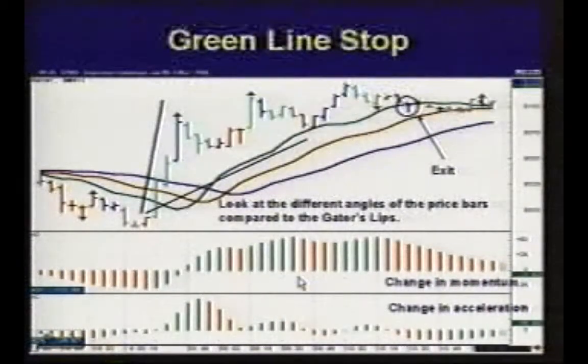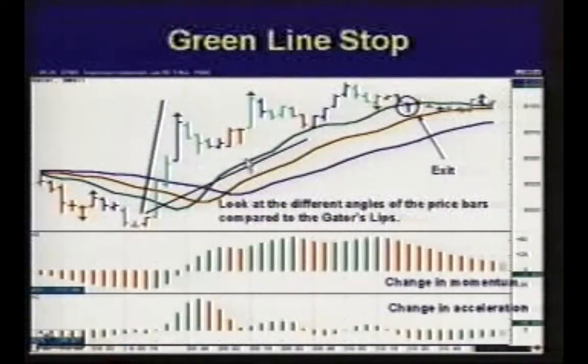In this chart, we've got a green line stop. The first reason we started using the green line stop was the difference of the angles of the price bars compared to the gator's lips. If you look at that price bar angle, straight up, and look at the angle here, those are very different angles. So if we placed a stop here at the green line, it would definitely be a loss. We're not comfortable with that.